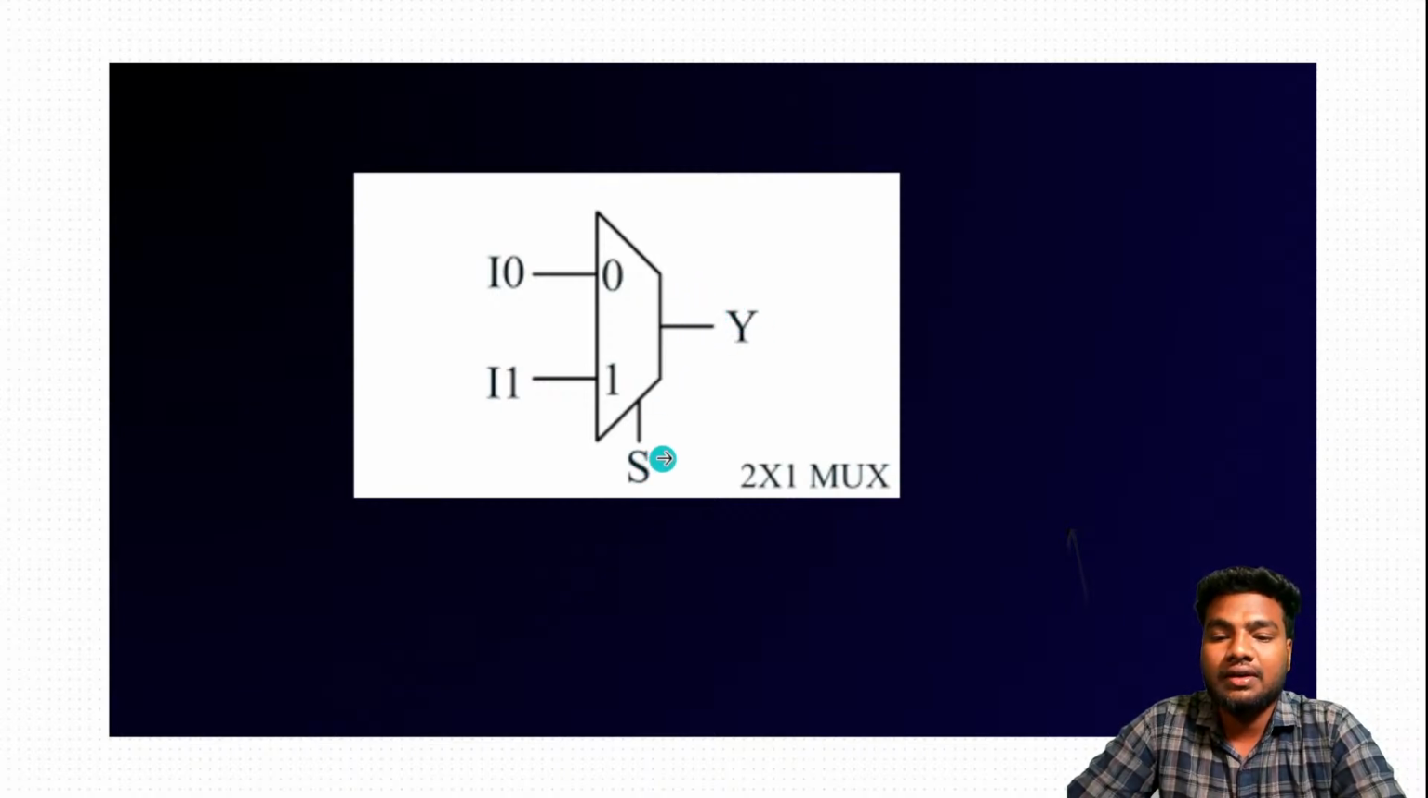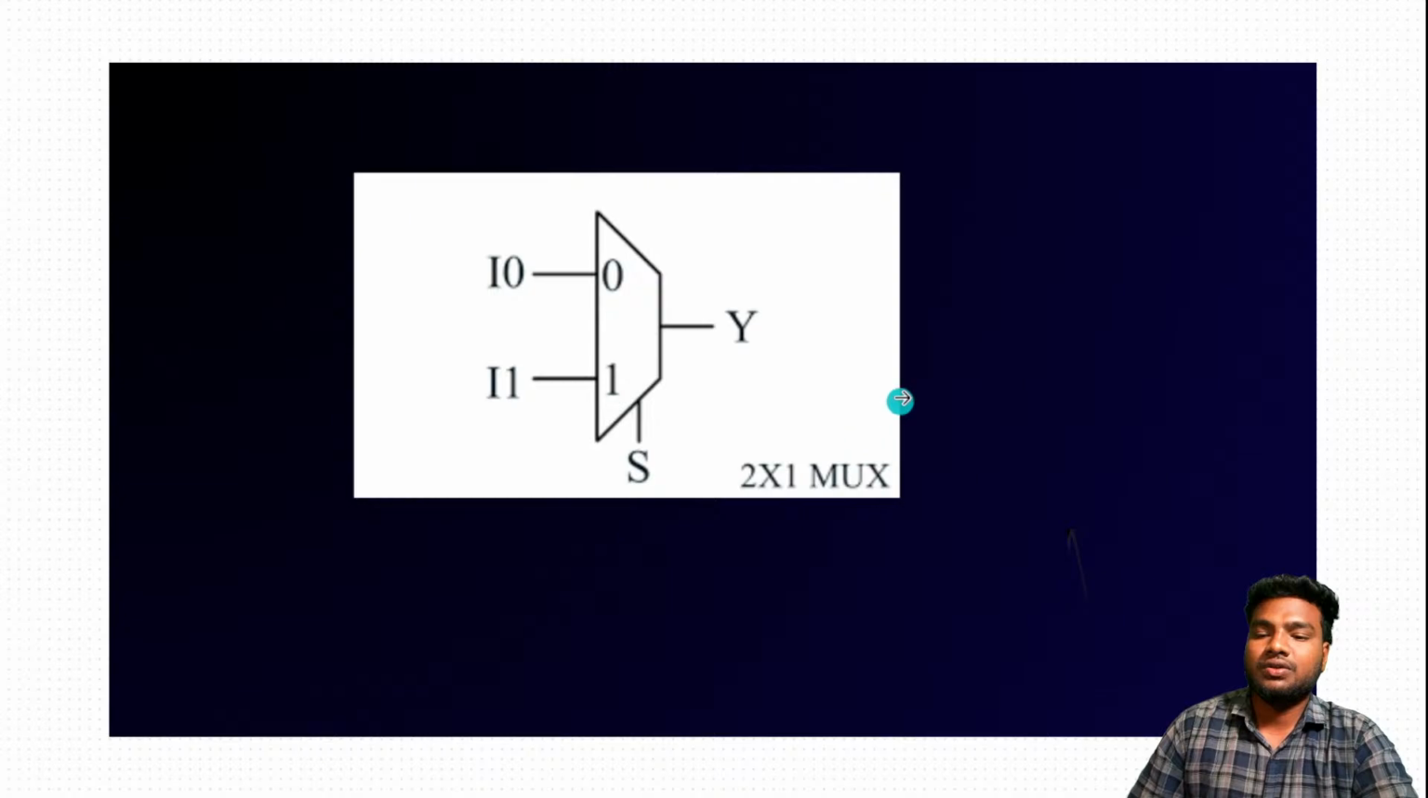If you select s equal to 1, it will select this line, so you will get I1 as the output. Whatever values it has, 1 or 0, you will get the output in Y. So this is the condition: based on the selection line, I choose the inputs to get the output. This is the basic 2x1 mux.